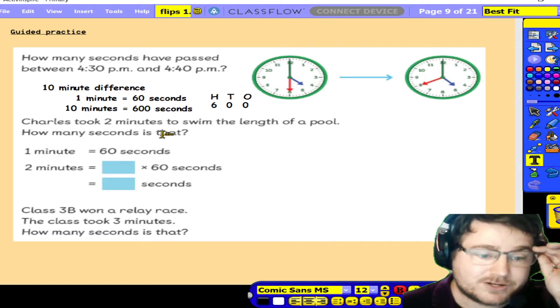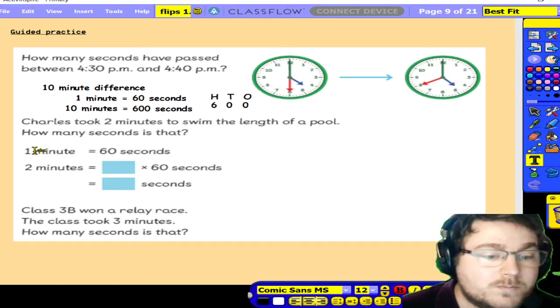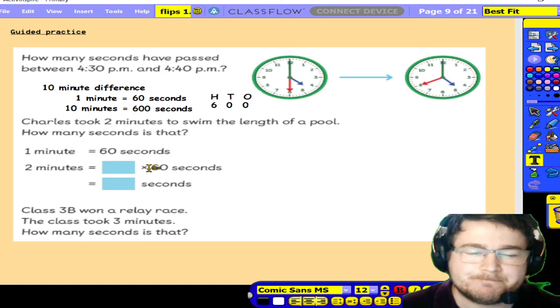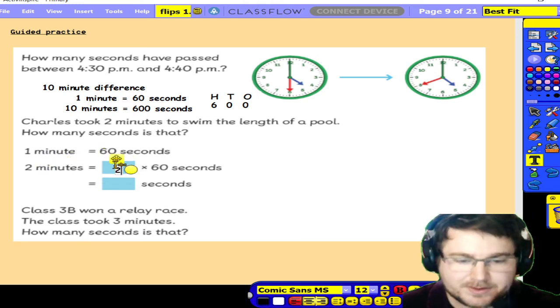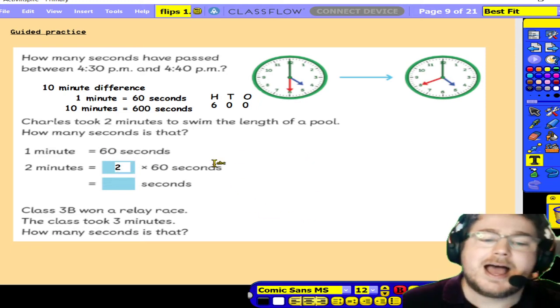Charles took 2 minutes to swim the length of the pool. That's pretty good. Well done, Charles. Took 2 minutes to swim. How many seconds is that? Oh, 1 minute equals 60. So what are we doing here? What times 60? Have a think. Well, if 1 minute is 60 seconds, then 2 minutes will be 2 times 60 seconds.